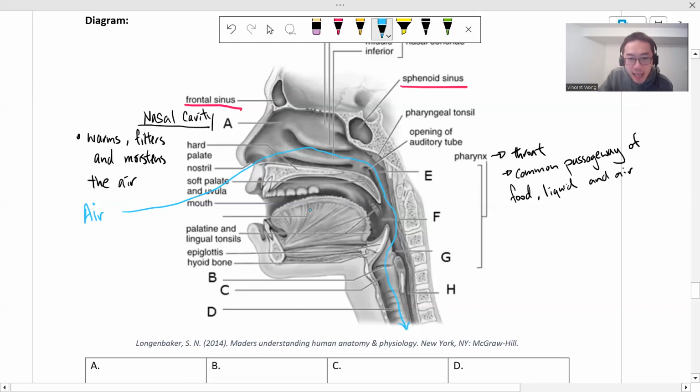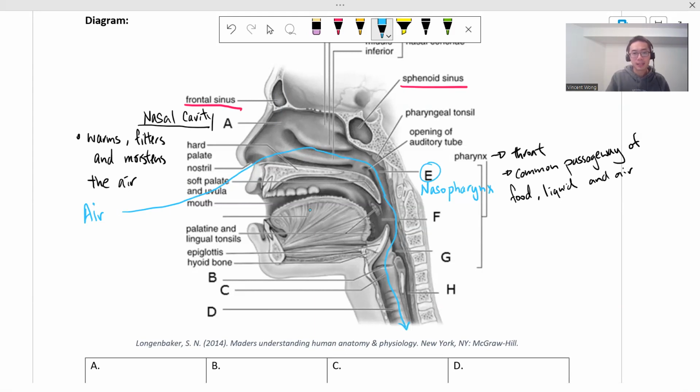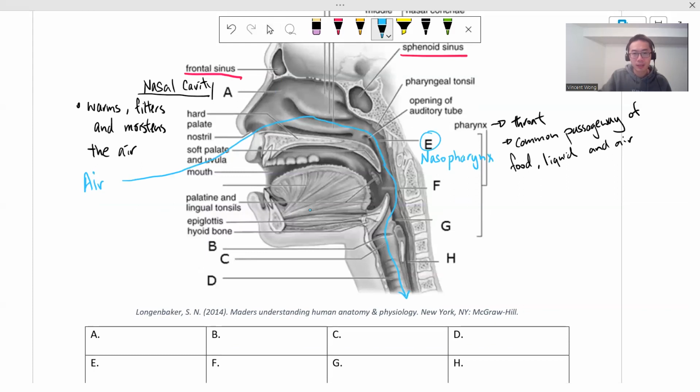So this opening here for the air to go through is called the nasopharynx. You see, there's an opening here, E, right? The air passes through the nasopharynx. E right here. I'll tell you where it goes later.